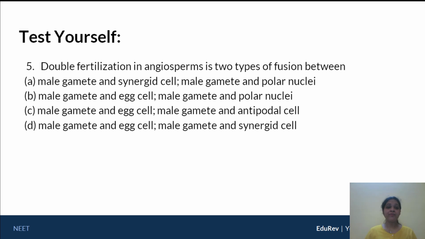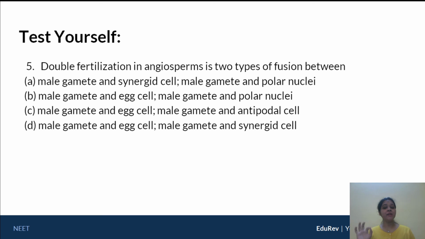Question number 5. Double fertilization in angiosperms is of two types of fusion between. So what does double fertilization contain? Option A, male gamete and synergid cell, male gamete and polar nuclei. Now we know there is no fusion with the synergid, so that's out of the question. B, male gamete and egg cell, male gamete and polar nuclei. Now we know that this is correct. Let's go through the other options.